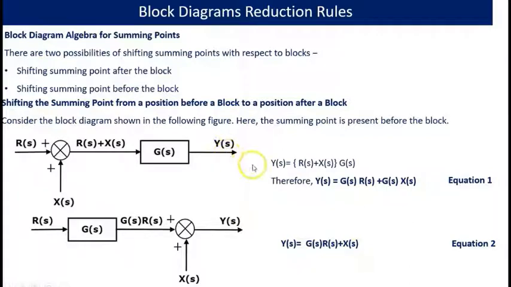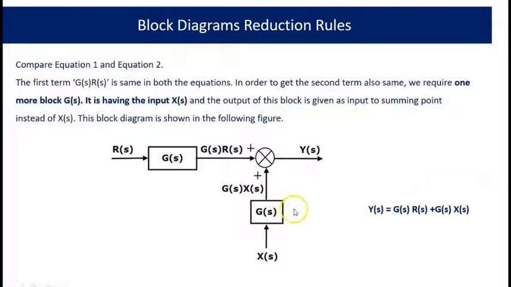But our original y of s is equal to g of s R of s plus g of s x of s. So here we have to add one g of s. If we want to shift this summing point from this position to this position, this value must be the same. Y of s should remain the same. But here we want to add a block with transfer function g of s. So what we have to do? Here we have to add a block with the transfer function g of s.